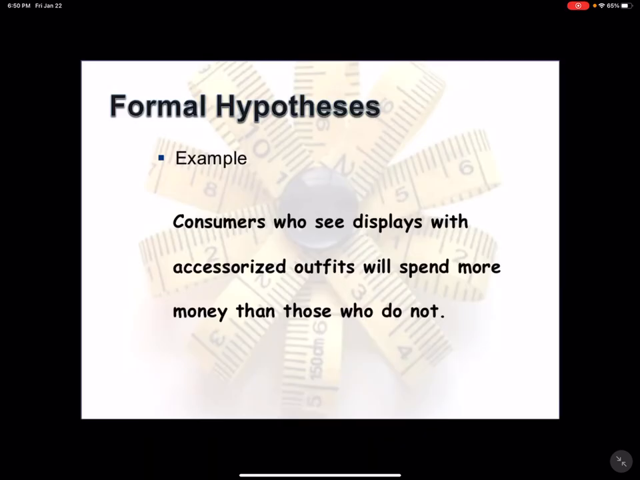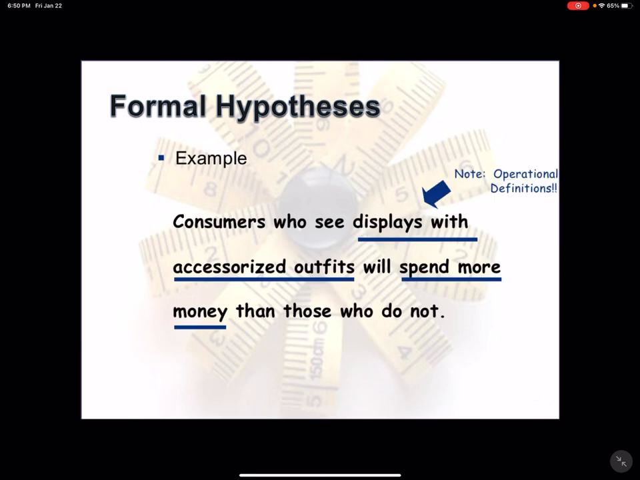So what would a hypothesis with those variables look like? Consumers who see displays with accessorized outfits will spend more money than those who do not. So our variables are accessorized outfit and spend more money. And note that this is a prediction and these are operational definitions.